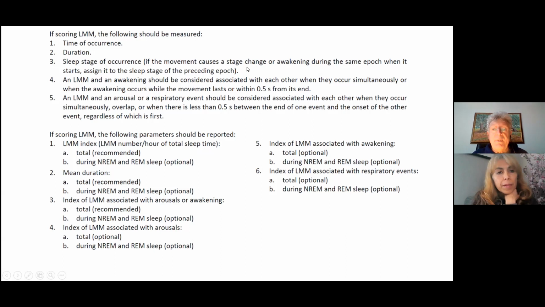Why did we do this? Because if not, we would have missed many movements that occur in a 30-second epoch that is scored as wakefulness, as an example, because the movement occurs at the beginning of the epoch and causes an awakening, but it occurs evidently after at least 10 seconds of sleep. So it is a good movement. It probably caused the awakening and should not be missed. So it should be counted. This does not apply to movements that occur after a sustained wakefulness, of course.